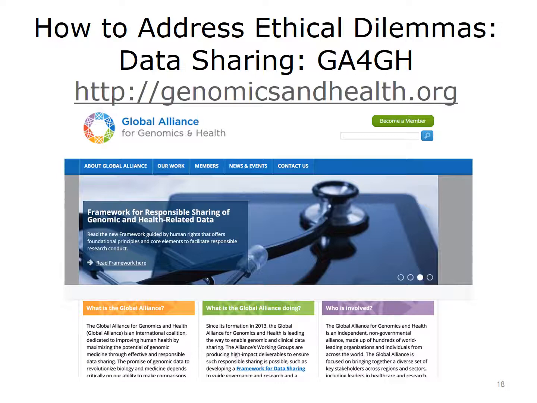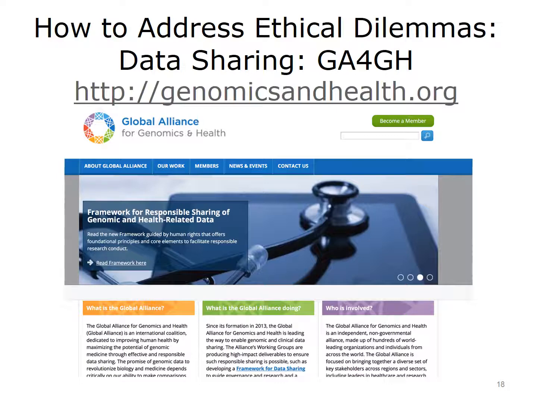The Global Alliance for Genomics in Health, or GA4GH, is a large international effort intended to help explore and learn how to share this data ethically and appropriately. The image on your screen is from their webpage, which highlights their framework for responsible sharing of such data. The link given can provide a great deal of information.